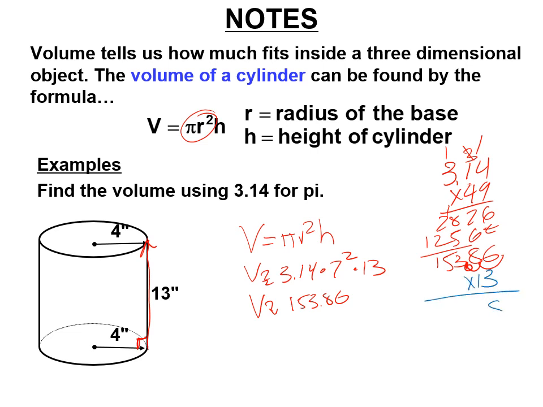And 3 times 6 is 18, and 3 times 8 is 24, plus 1 is 25, and 3 times 3 is 9, plus 2 is 11. 3 times 5 is 15, plus 1 is 16, and 3 times 1 is 3, plus 1 is 4. Step over, let me clean this up a little bit.